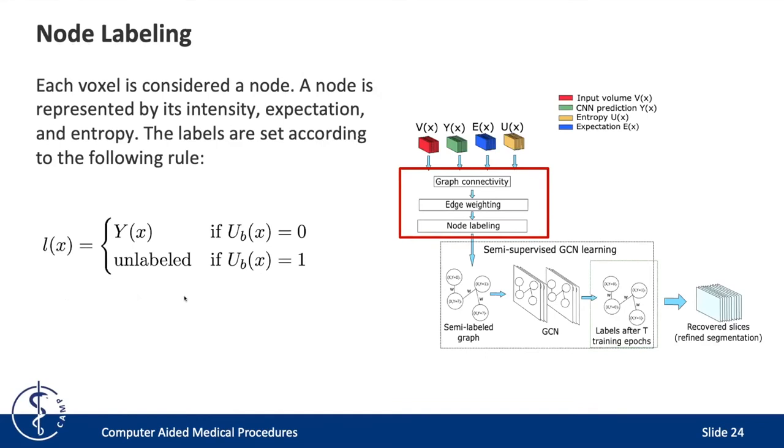Okay, so let's take a look at the graph construction process. The first thing we need is labels and nodes. The node part is easy. We can consider each point in the image or each voxel in the volume as the nodes of the graph. So we are constructing a graph over the voxels or pixels in the image.